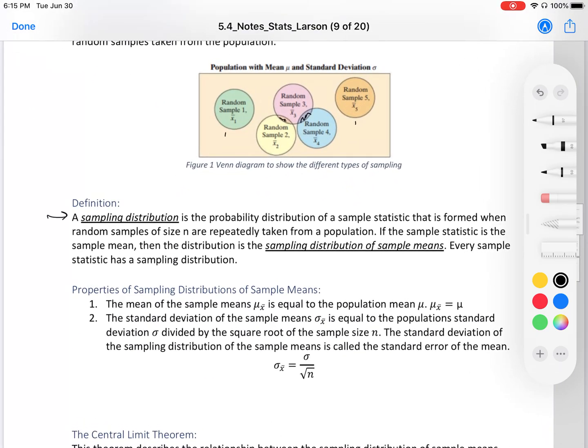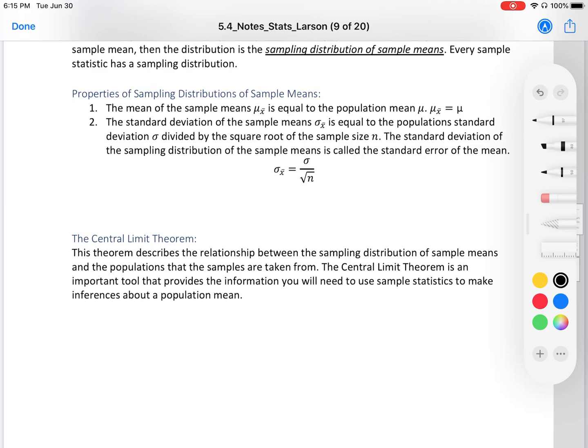A sampling distribution is a probability distribution of sample statistics that is formed when random samples of size n are repeatedly taken from a population. If the sample statistic is the sample mean, then the distribution is the sampling distribution of sample means. Every sample statistic has a sampling distribution.